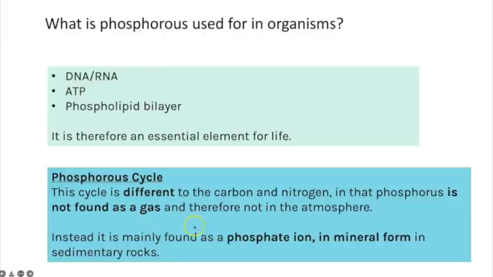The phosphorus cycle is different to the carbon and nitrogen cycle. Not that you actually learn the carbon cycle at A level. And that is because you do not find phosphorus as a gas in the atmosphere. So instead, the main store or source is as phosphate ions in the mineral form in sedimentary rock.